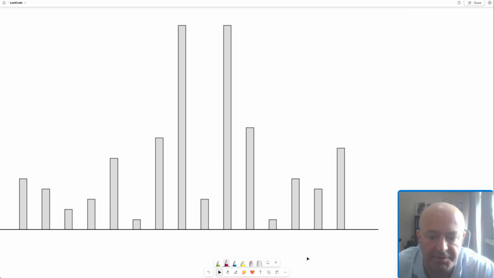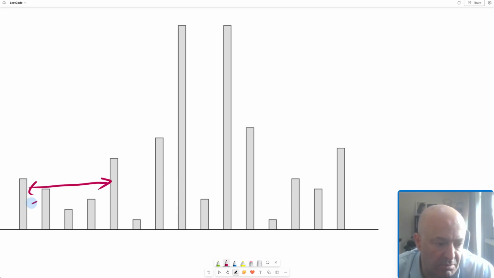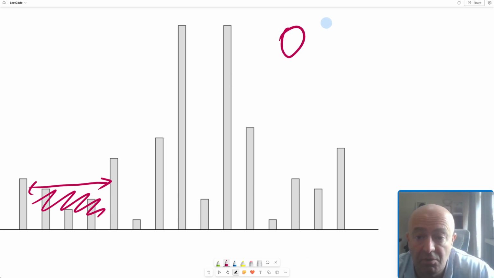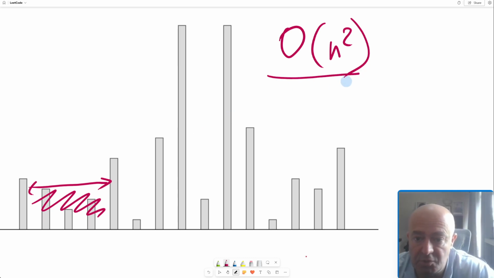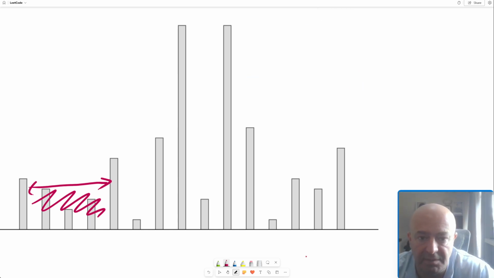Okay, let's start thinking about this algorithm. A trivial algorithm would be to examine every possible container, every possible pair of walls, measure the volume and just select the maximum. That would give us order of n squared operations. So our time complexity would be O(n squared). Probably not the best. The absolute best would be O(n). I mean, we cannot do any better than that.